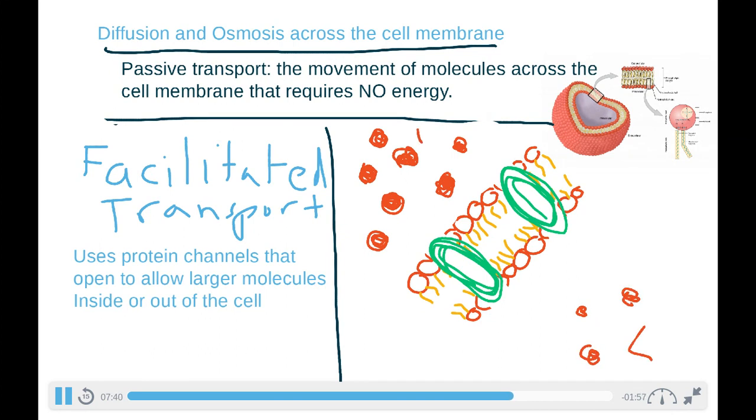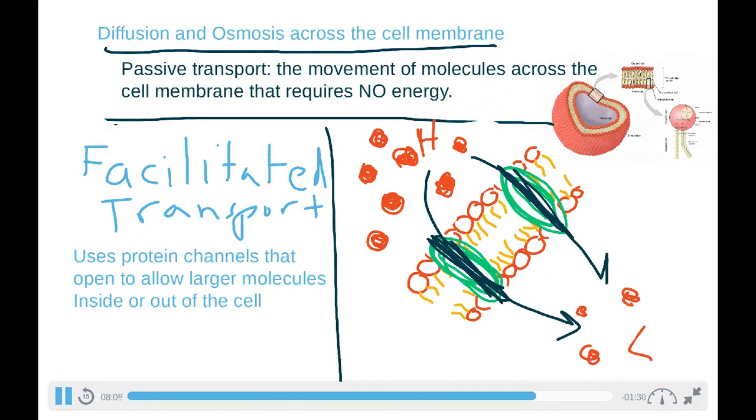So we got an L there and an H there, and when the cell detects that there is a higher concentration of something it wants inside, it can open this channel, and by opening this channel, it allows the sugar molecules to go through by diffusion inside the cell.